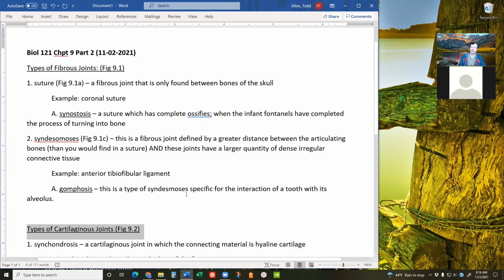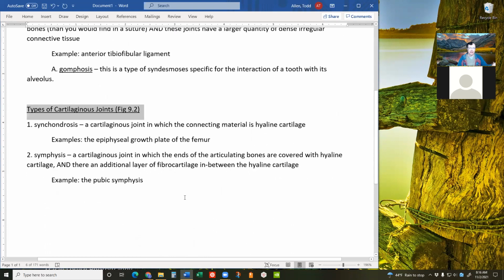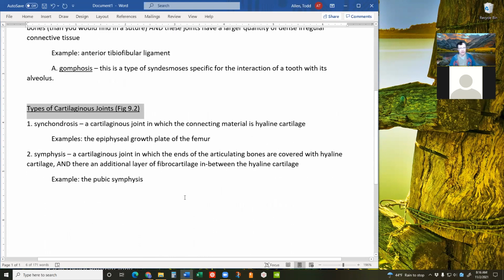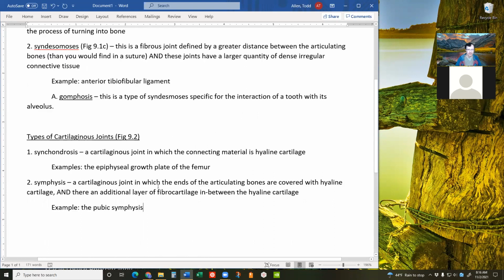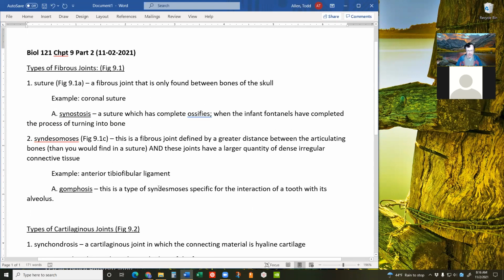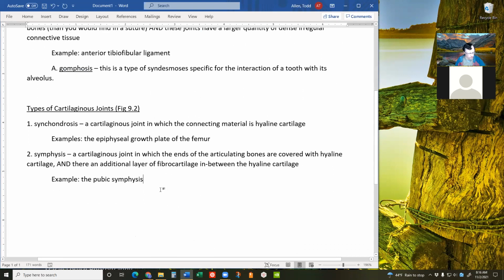All right, so for types of fibrous joints, the big categories are sutures and syndesmoses, and then there's examples of them that you can consider. Same thing for types of cartilaginous joints. The two big categories are synchondrosis and symphysis, and some examples there that you can take to heart. All right, the third type of structural classification would be the synovial joint. Okay, so let's take a look at synovial joint.